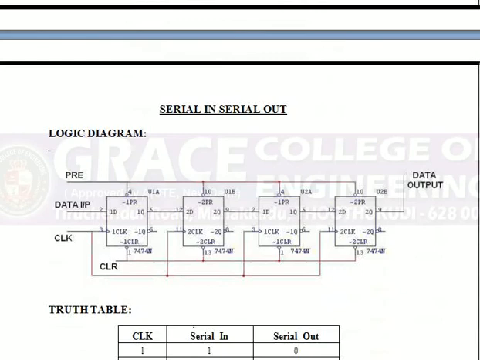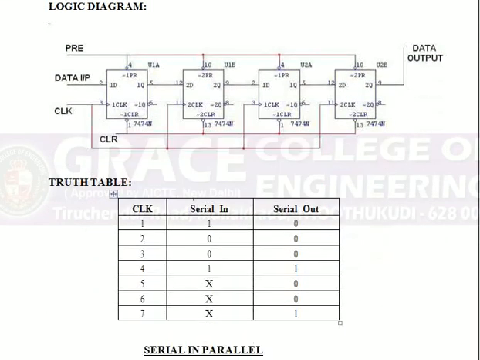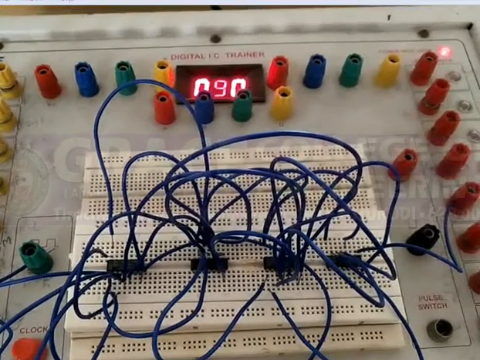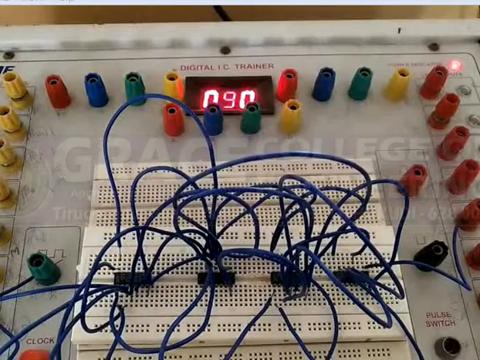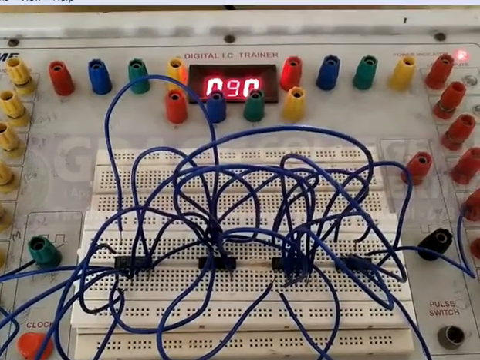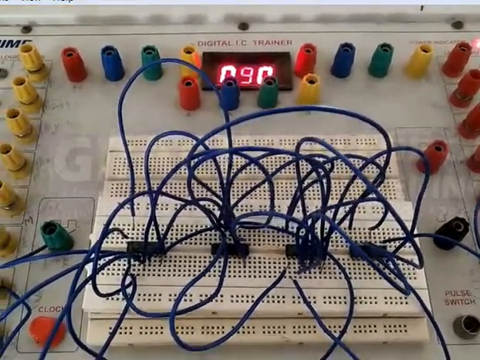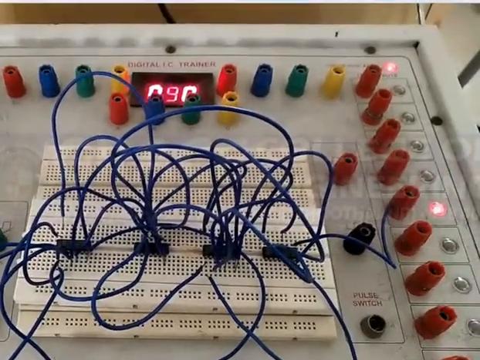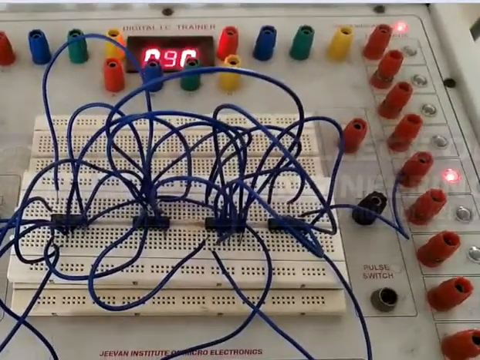First one, serial in serial out. This is the logic diagram. This is the truth table. Let us see the implementation of the shift register. We are seeing the first one, that is serial in, serial out.